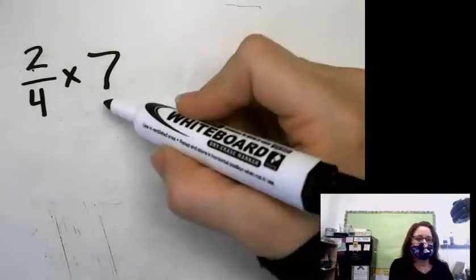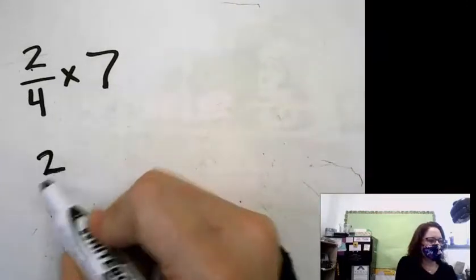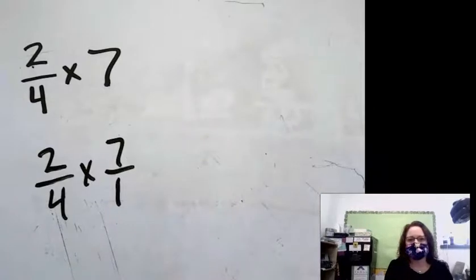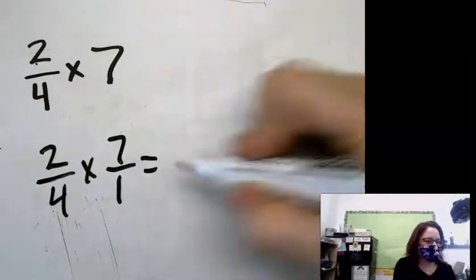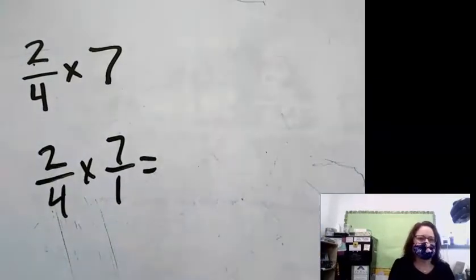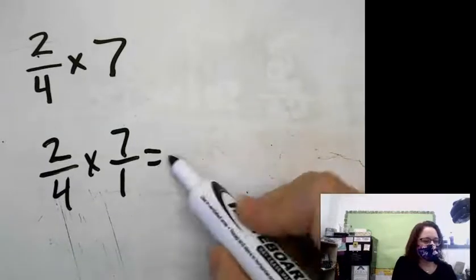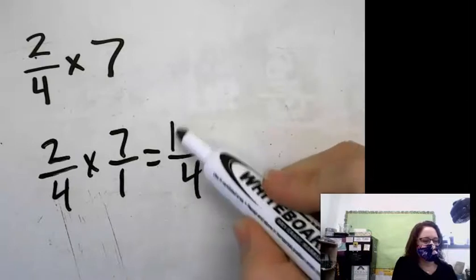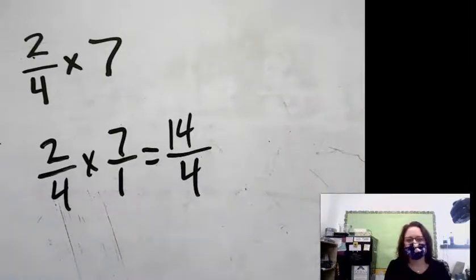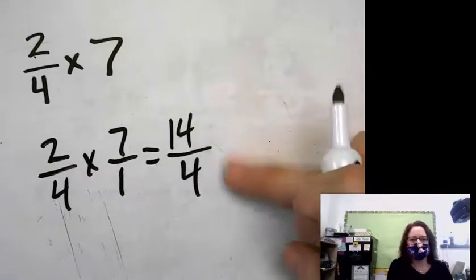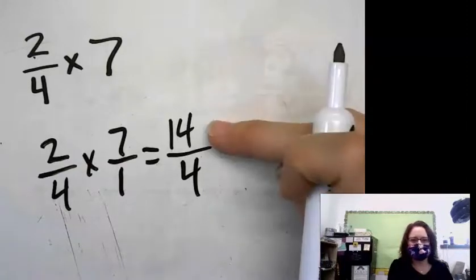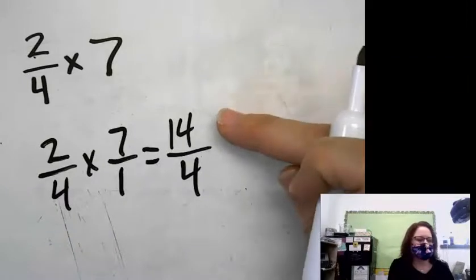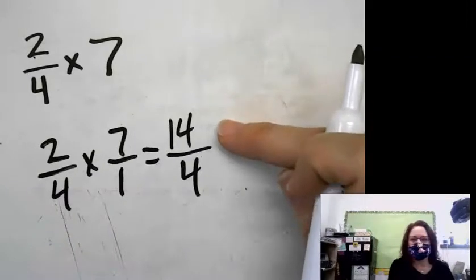Well, we would rewrite this as 2/4 times 7 divided by 1, which is 7, right? So 4 times 1 is 4, and 2 times 7 is 14. This is an improper fraction, right? Because 4 can go into 14. The numerator is larger. We need to fix that. We're going to turn this into a mixed number.